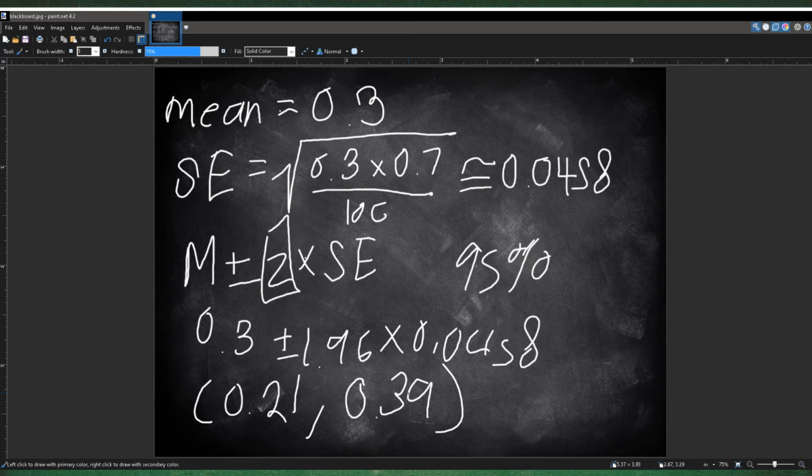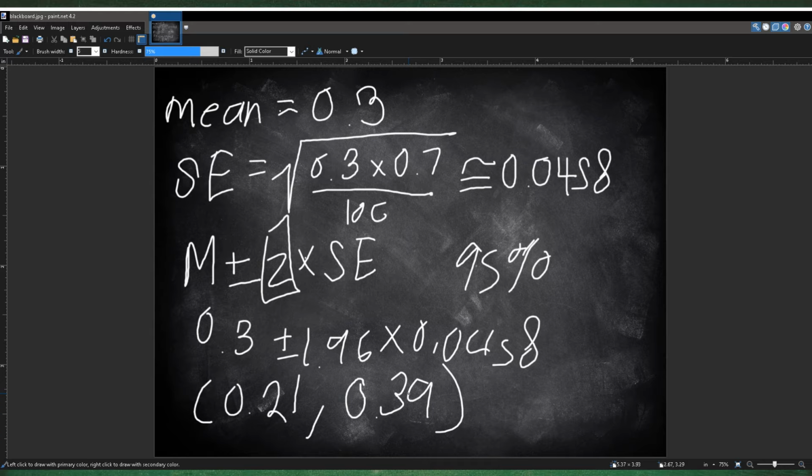So what you write is basically, I am 95% confident that the true proportion of red marbles created by this company, be as specific as possible because you want to write everything in context, is within the interval 0.21 to 0.39. It's 21% to 39%. So that's basically how you find your confidence interval.